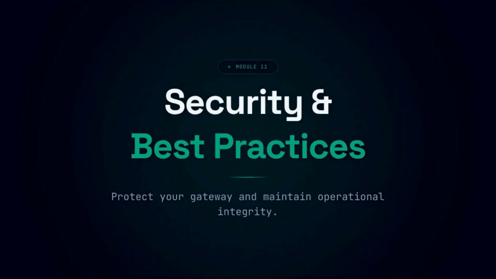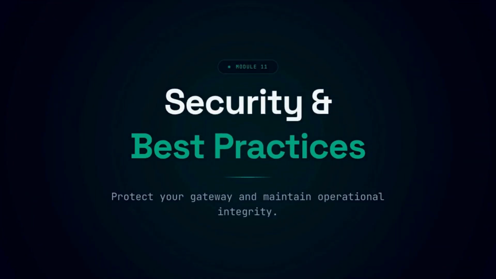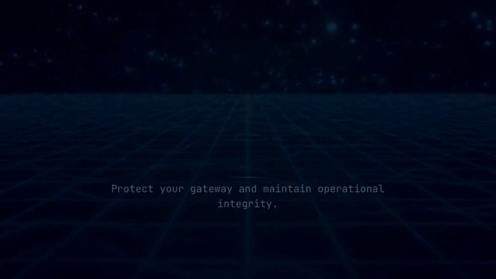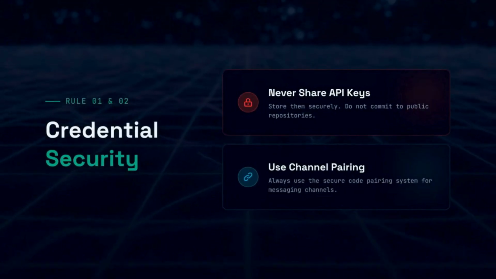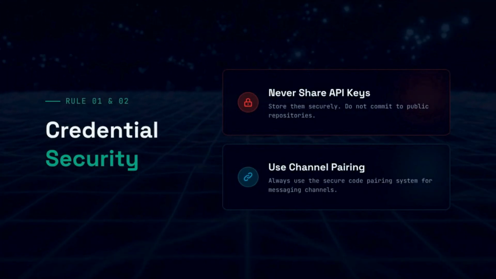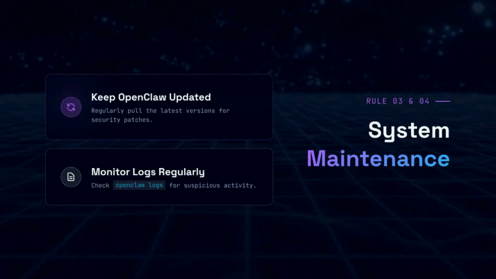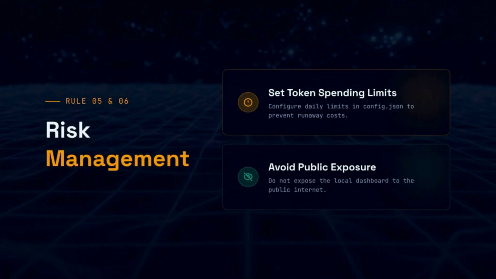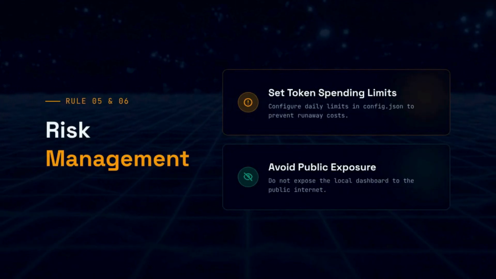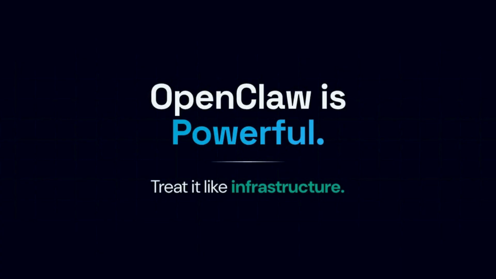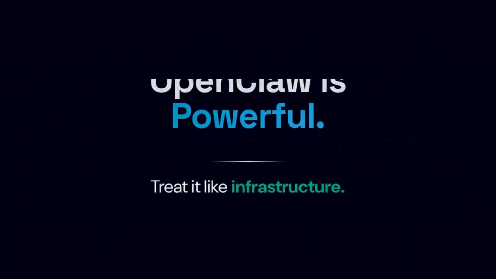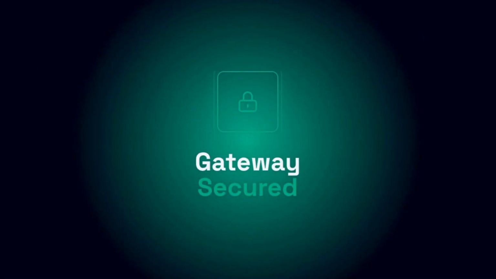When it comes to security and best practices, treat OpenClaw like real infrastructure. Never share your API keys. Use the pairing system to control who can access your messaging channels. Keep OpenClaw updated regularly, monitor logs for unusual activity, and set token spending limits to manage usage. Avoid exposing your dashboard publicly without proper security controls. OpenClaw is powerful, and with that power comes responsibility. Use it wisely and manage it like a production system.